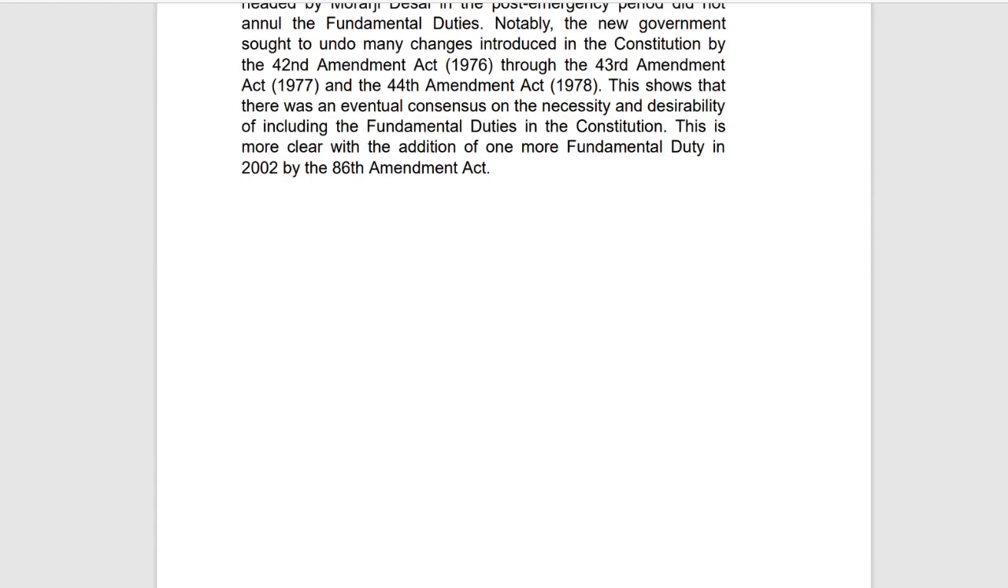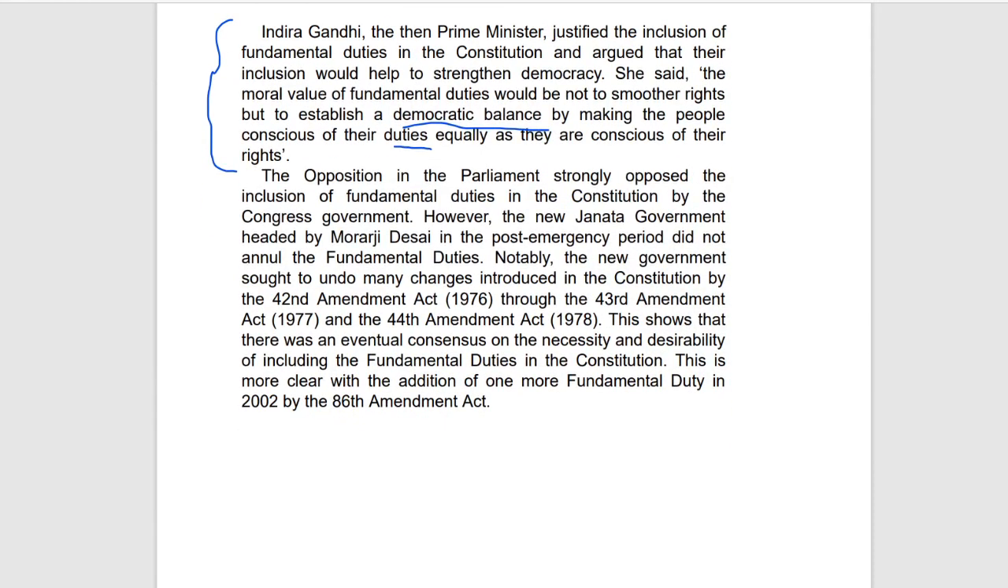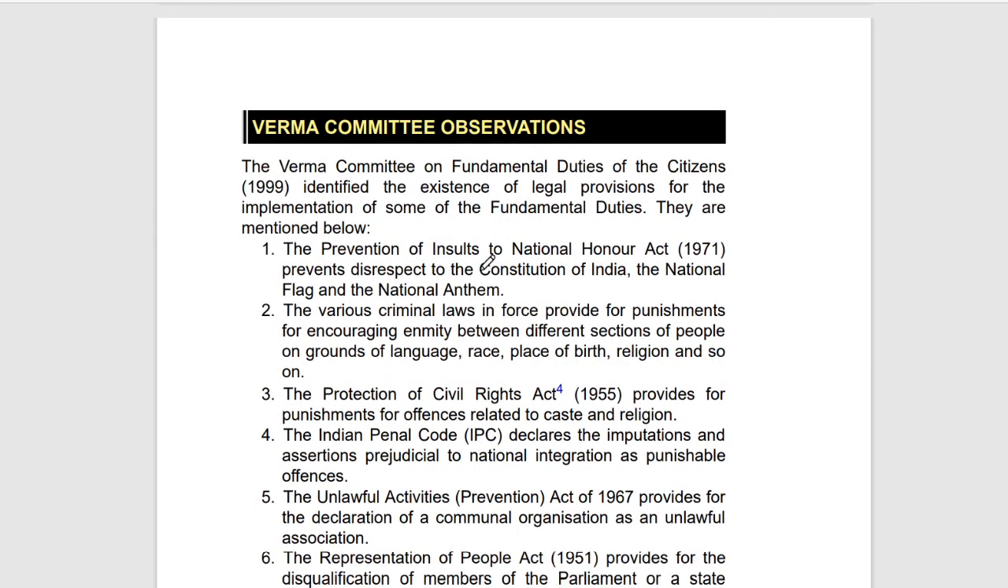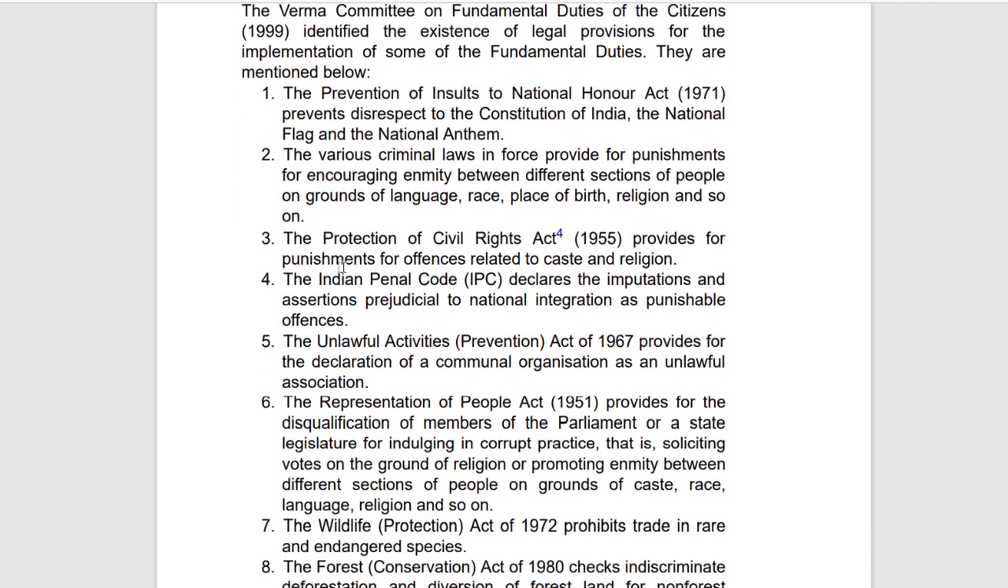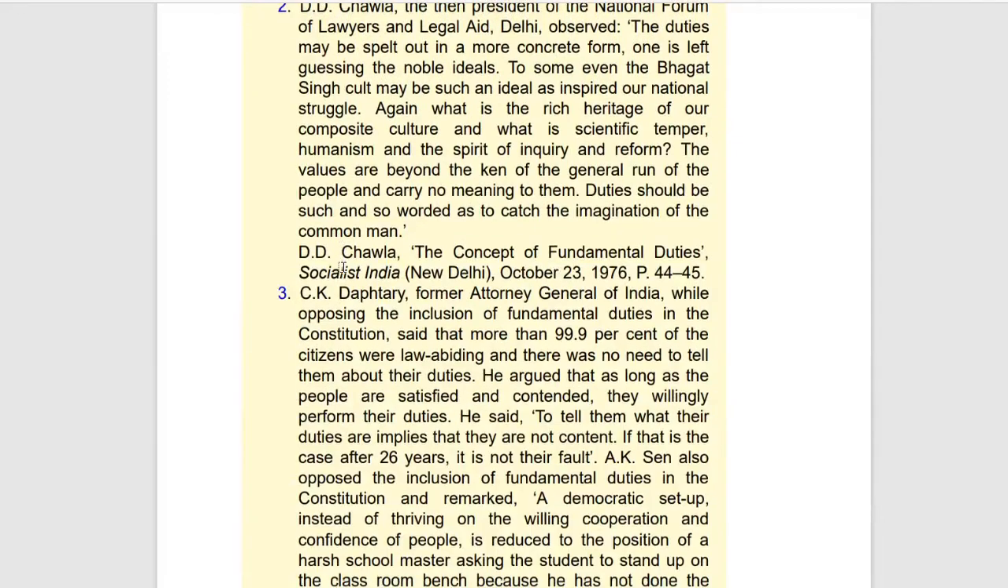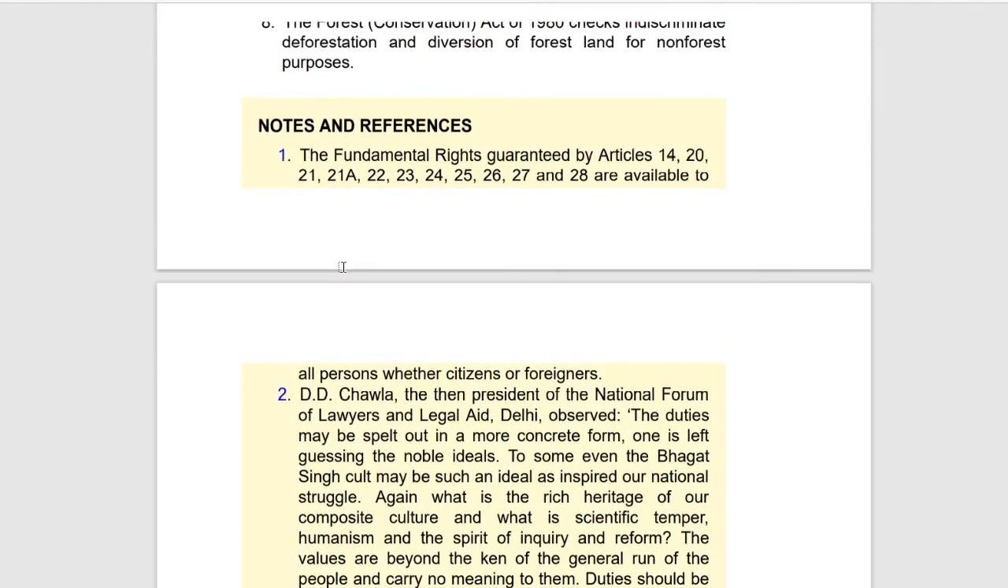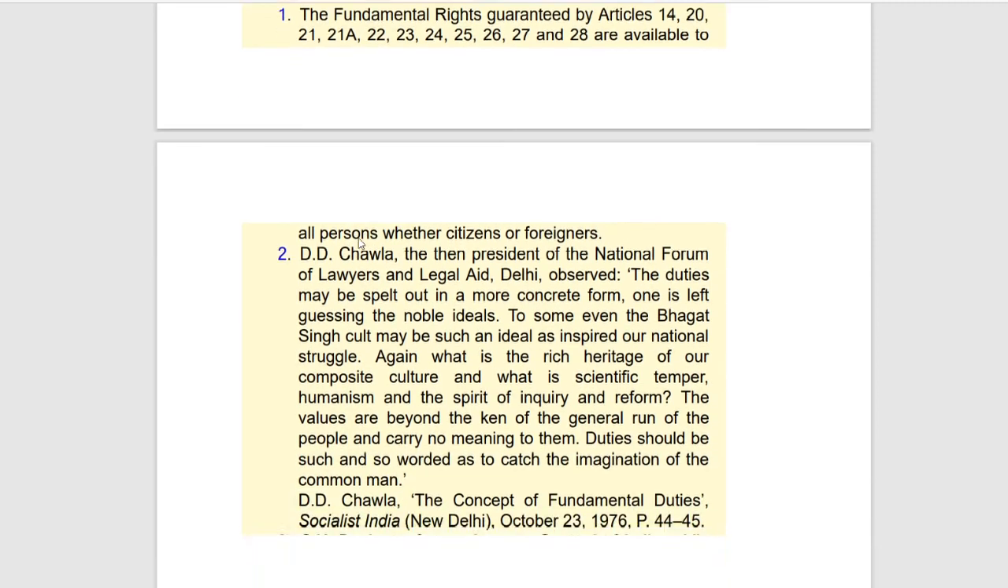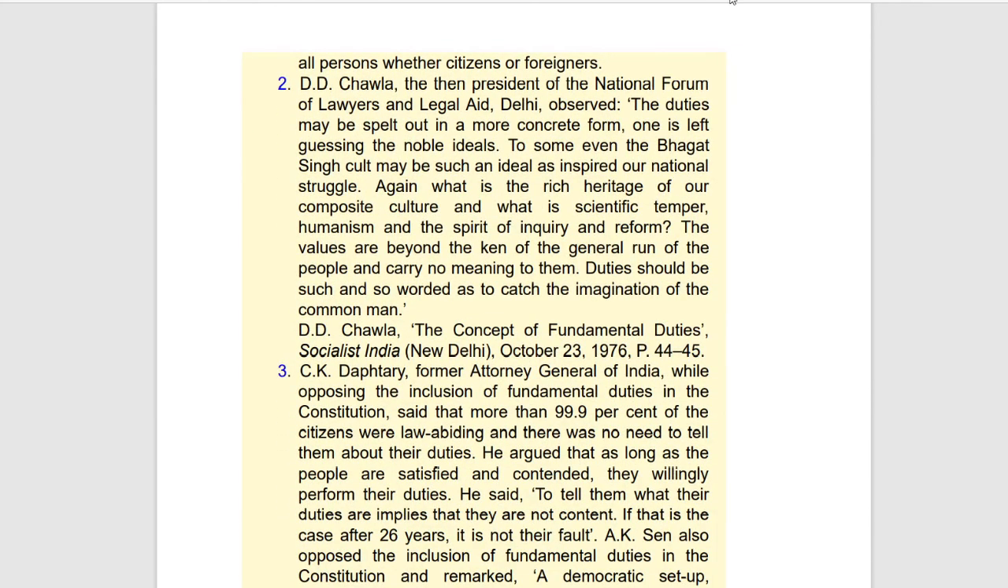All right. Now see here, after this paragraph, you will see one paragraph that is called Verma Committee observation. So again, in a similar way, you have to also take a note of the Verma Committee. Just extract one word from each point. Now come to notes making. Notes and references. So see here, in the notes and references, I could see that there is one statement of D.D. Chawla.